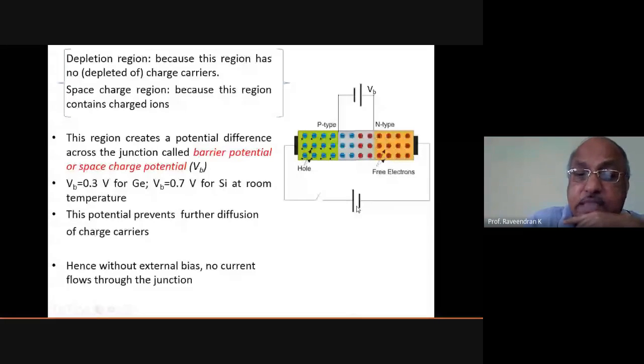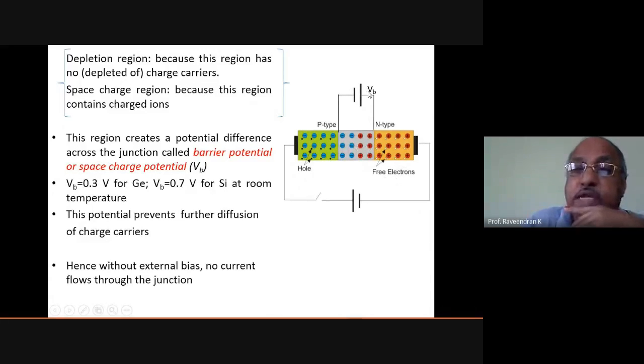If this applied voltage is E, then E has to work upon this junction against this voltage VB in order to send a current. That is why this voltage is called a barrier potential, or the potential which arises at the space charge region. That is what is called the space charge potential. Either you can call it a barrier potential VB or a space charge potential VB. Understand? VB means voltage barrier. So this is the barrier potential.